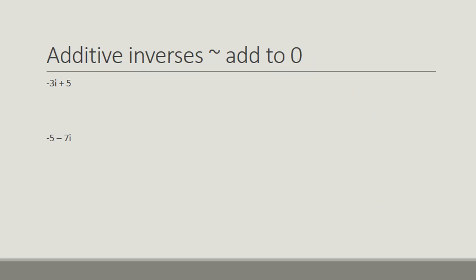All right, so additive inverses, just like with numbers, add to 0. So like negative 3 and 3 are additive inverses because their sum is 0. The same goes for additive inverses in complex numbers. So for negative 3i plus 5, which isn't written correctly, it should be written as 5 minus 3i. The additive inverse of that would be negative 5 plus 3i. And then negative 5 minus 7i, the additive inverse of that would be 5 plus 7i, because when we add those together, we're going to get 0.